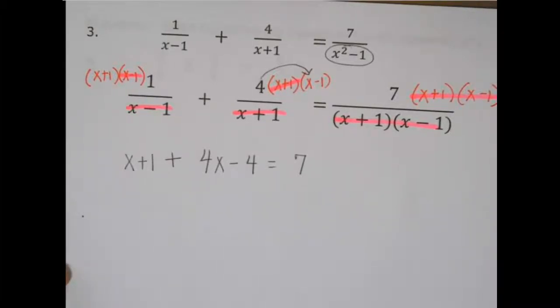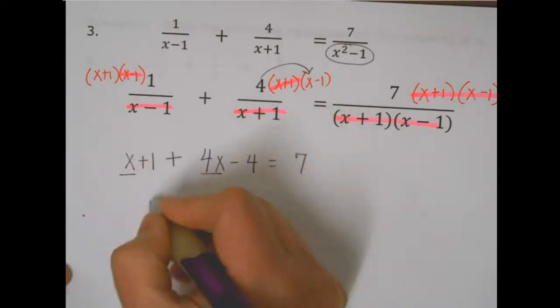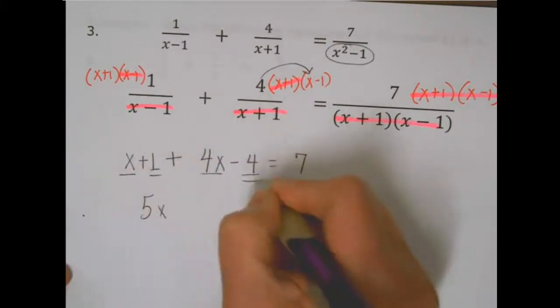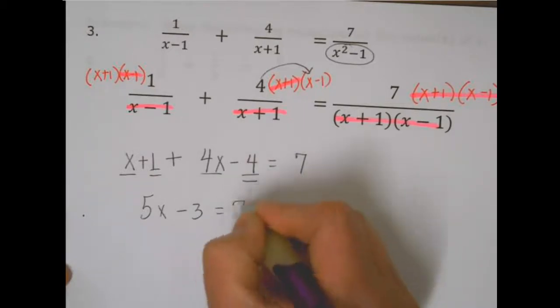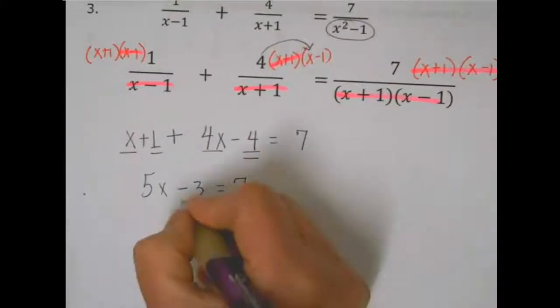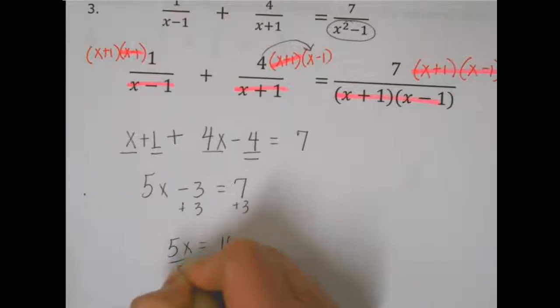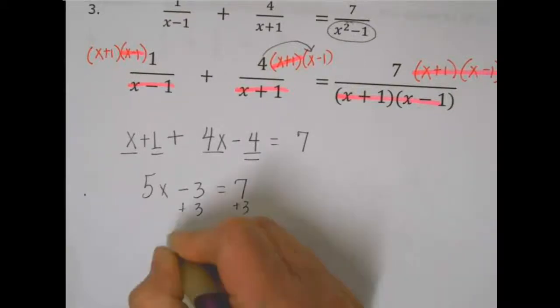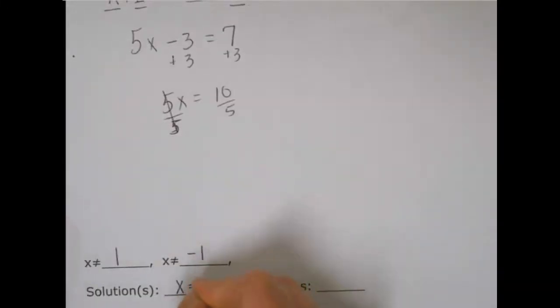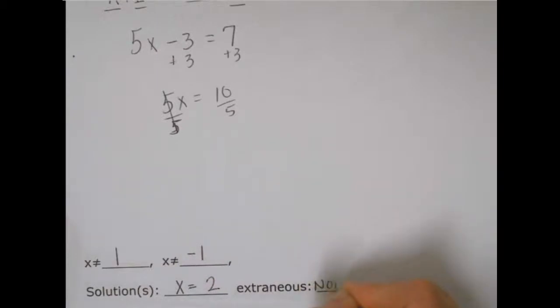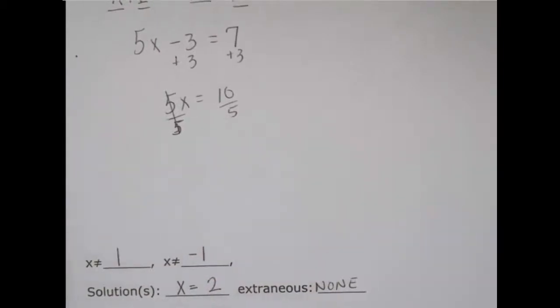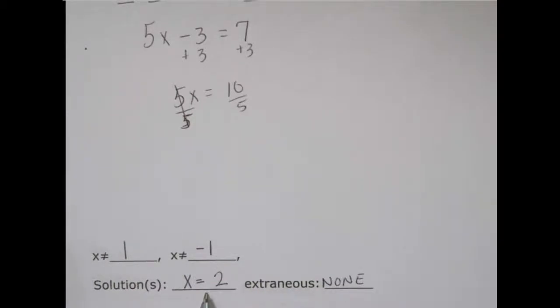Combine like terms. These go together. These go together. Add 3 to both sides. Divide by 5. And the answer is x equals 2. X cannot equal 1. X cannot equal negative 1.